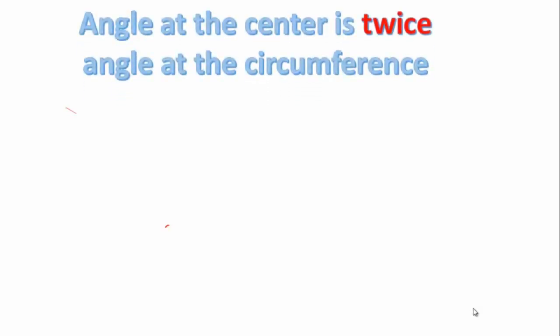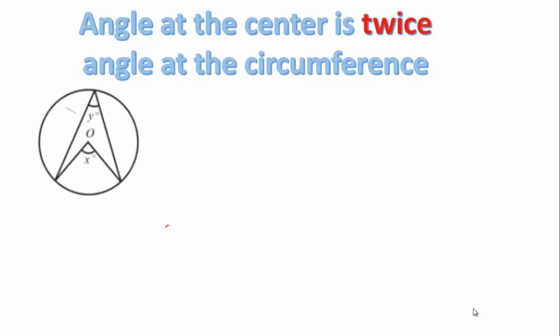First thing you should know about circle: angle at the center is twice angle at the circumference. For example, in this diagram here, angle x and angle y. Angle x, its vertex lies on the center, as you can see, and angle y, its vertex lies on the circumference. Both of them are sharing the same arc here. So, angle x is double angle y. This is the relation between x and y. Angle x equals double angle y.